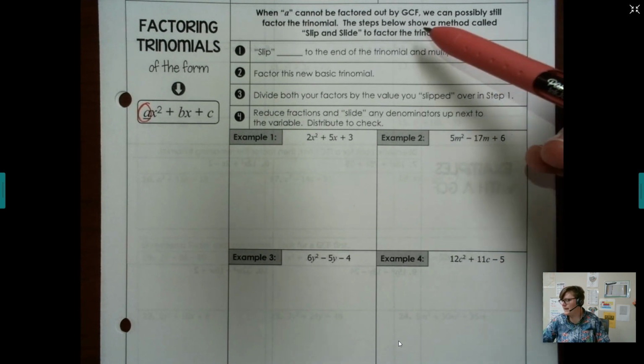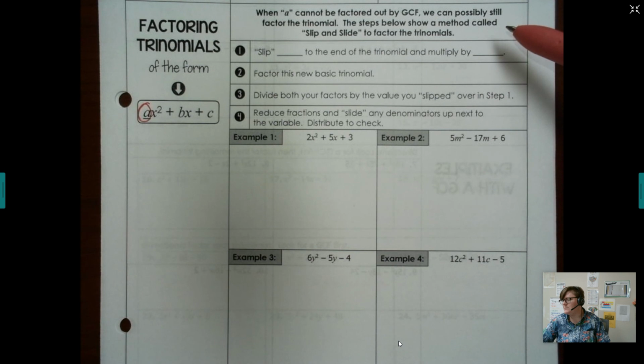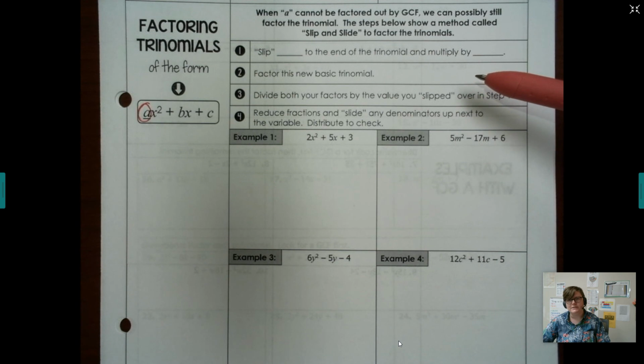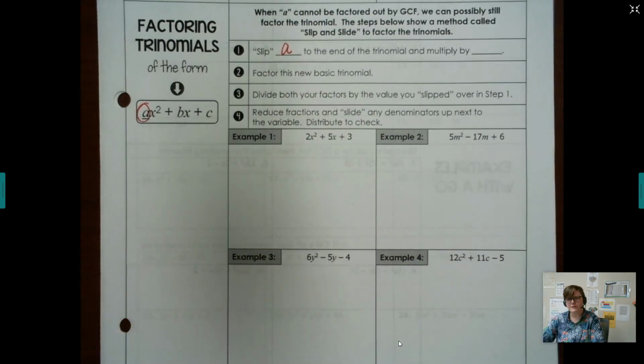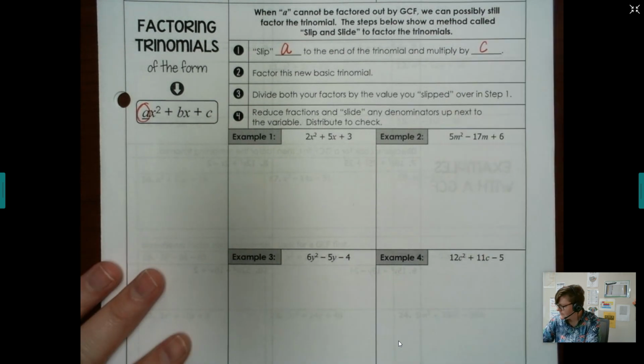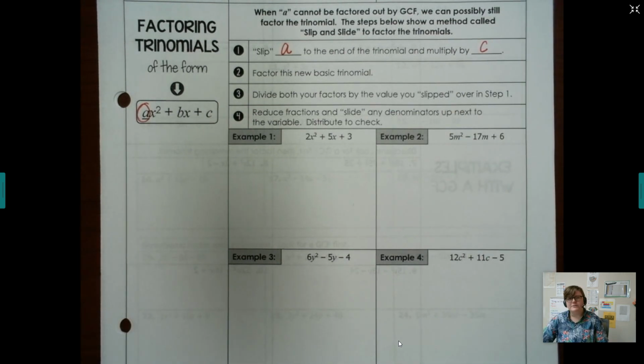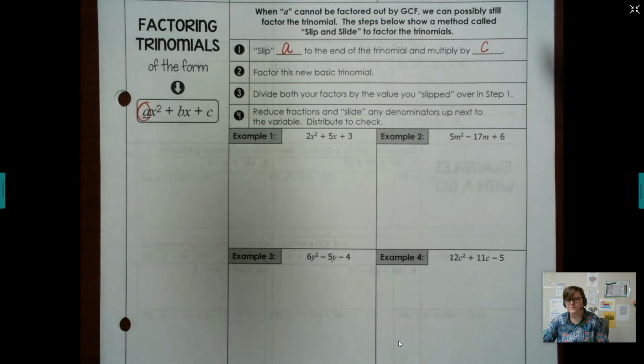Okay, so when a cannot be factored out by GCF, we can possibly still factor the trinomial. These steps show a method that this person calls slip and slide. First, slip a to the end of the trinomial and multiply it by the c. Factor that new trinomial, and then divide both your factors by your a, what you slipped over in step 1. Then reduce the fractions and slide any denominators up next to the variable, and then you can distribute to check. So, a little confusing.